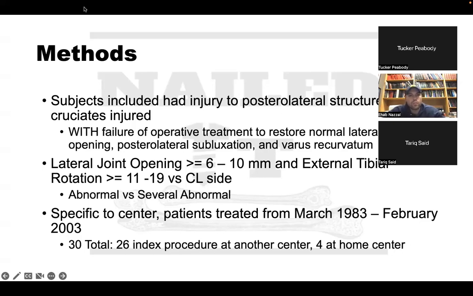One of the big things that I mentioned earlier was that these patients are from 1983 to 2003. 4 of them only had their index procedure done at the home center, whereas the other 26 were done at another center. So what exactly was performed was not always apparent to the authors of the paper.